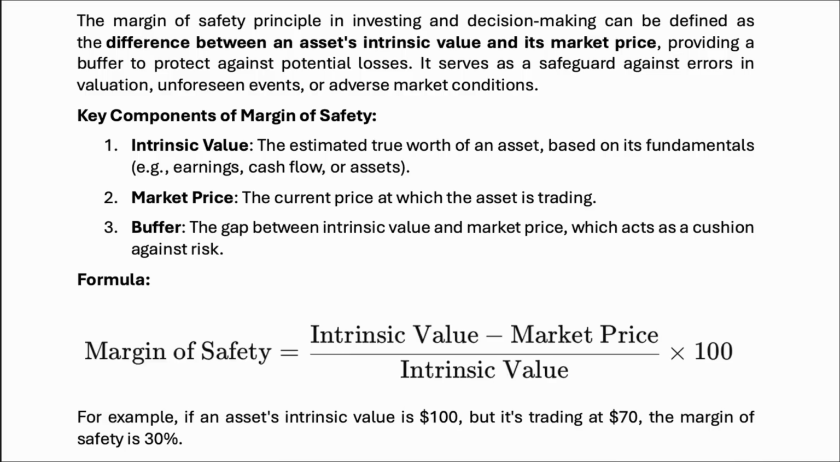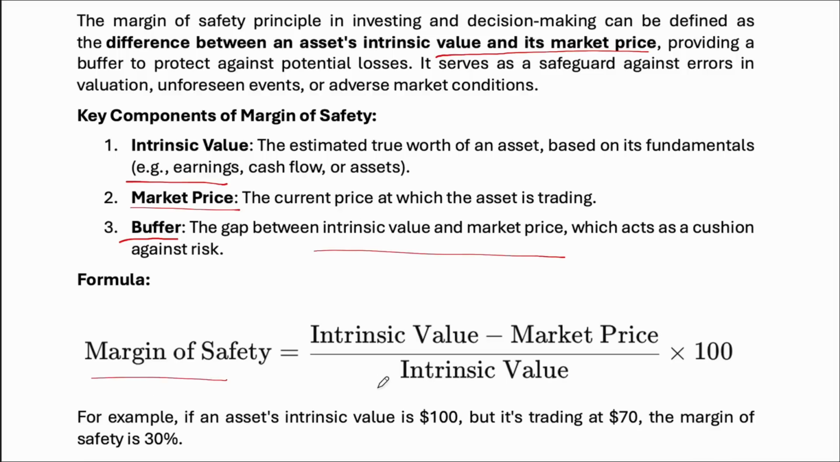Let's start with defining what is the margin of safety. If you look at the key definitions, it is the difference between an asset's intrinsic value and its market price. And the lower the price is compared to the intrinsic value, the bigger is the discount or buffer to protect you against potential losses. The key components of margin of safety are the intrinsic value, which you then compare to the stock price, of course, the market price, and then the buffer, the gap between intrinsic value and market price.